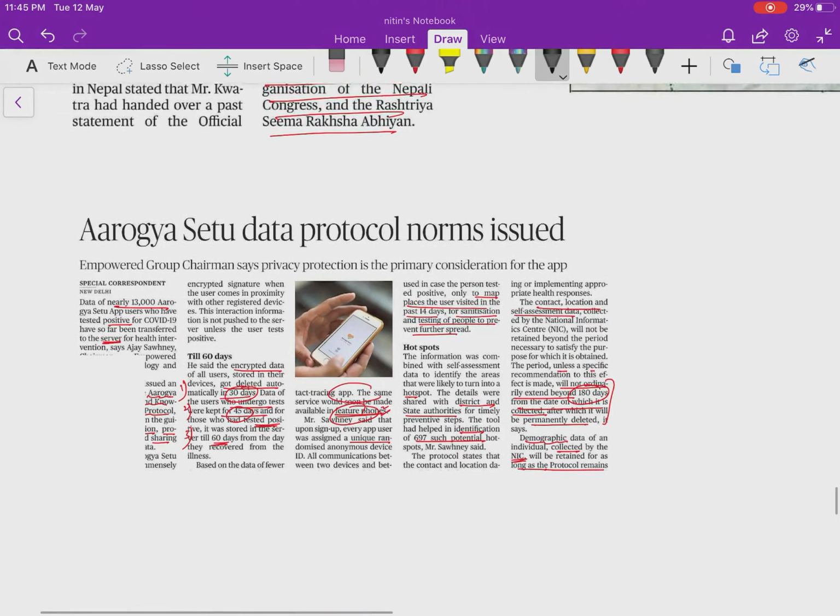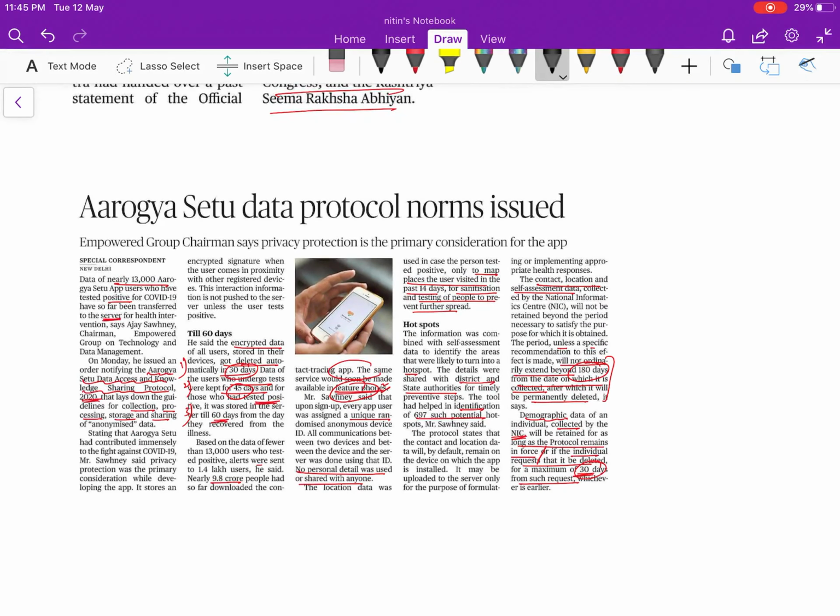Now let's come to the next article, that is Arogya Setu data protocol norms issued. Now we all know the Arogya Setu app. This app basically tracks COVID-19 positive patients, and it also helps other people, whether they have come in contact or come around those areas where COVID-19 positive people could be. So certain data is being accessed by Arogya Setu: location, travel history and all these things.